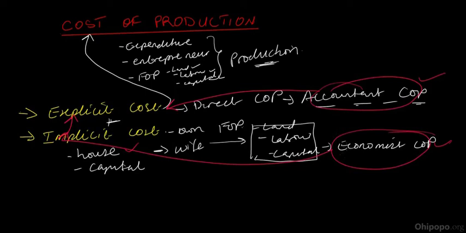But to an economist, if he is using his house, he will still have to deduct money from it as if he is paying for that house. If he is using his wife, he still has to deduct money as if he is paying the wife for her services. Let us look below and see a practical example.